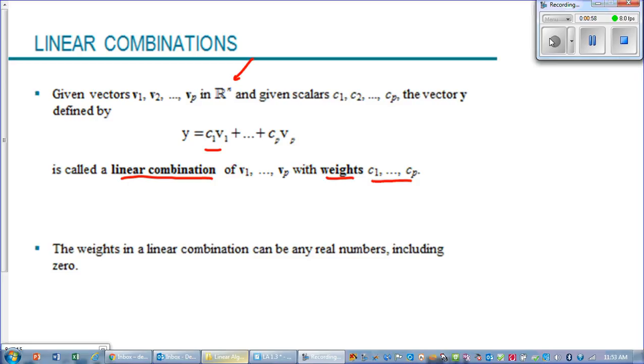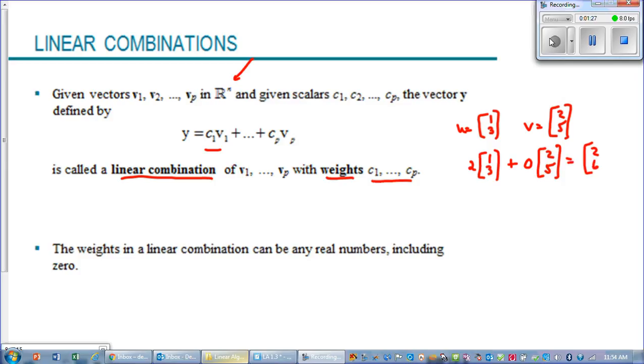So an example, if I had two vectors, let's just look in R2. So I've got u, which would be 1, 3. V is equal to 2, 5. Pick any scalars you want. Well, let's say I pick 2 for c1 and 0 for c2. This is a linear combination of u and v. I used my weights of 2 and 0, and so that just gives me the vector 2, 6. So 2, 6 can be written as a linear combination of u and v. Okay, so the weights are just the constants that are being multiplied by the vectors.